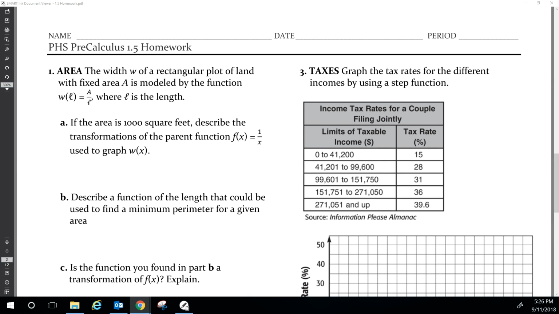All right, here's homework solutions 1.5. This is the back side. We're talking about word problems. So for number one, we've got area.